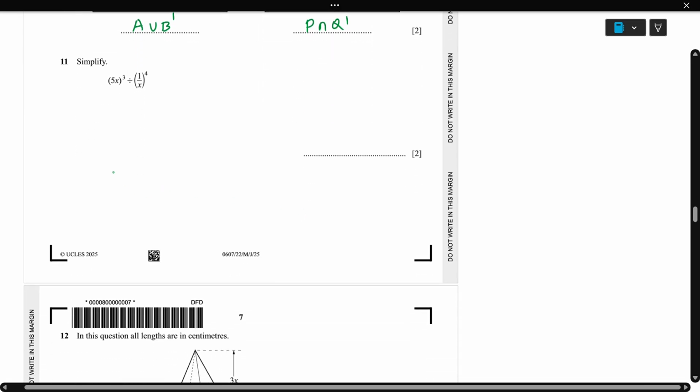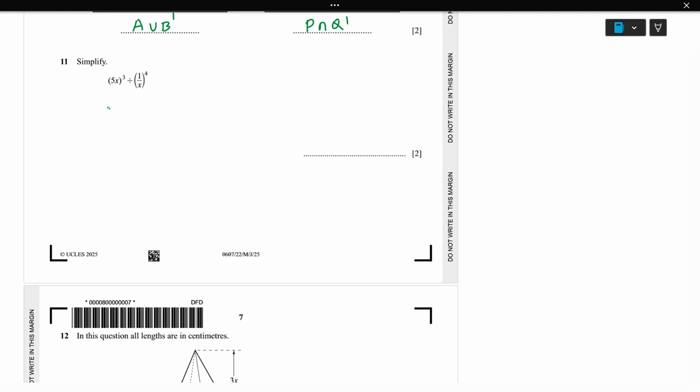Next, 11, simplify. First one, expand 5 cube, which is going to be 125x cube. Then divided by 1 over x power 4. Now 125x cube, when you change to multiplication, we have to swap, x power 4 over 1. The 1 is not required. So x cube times x power 4, which is 125x power 7. So 125x power 7 is the answer here.